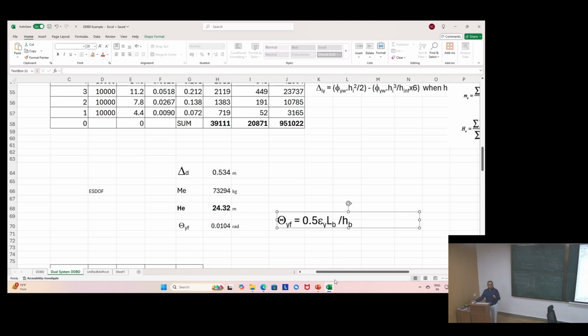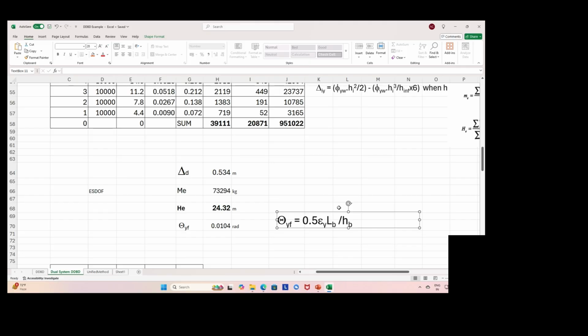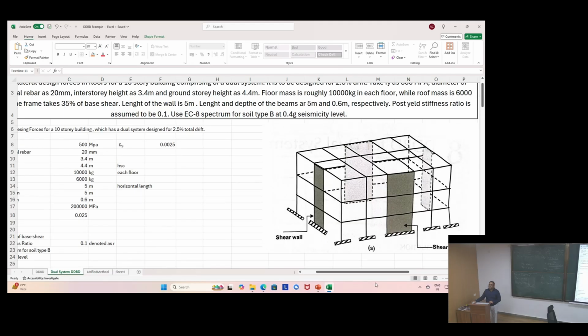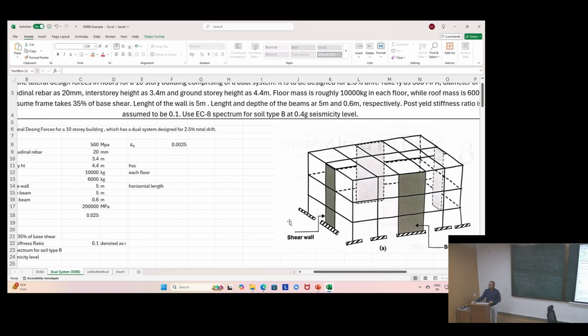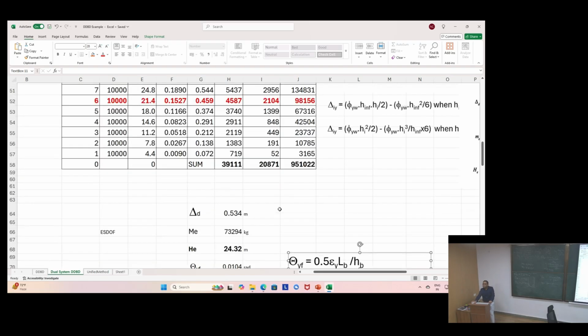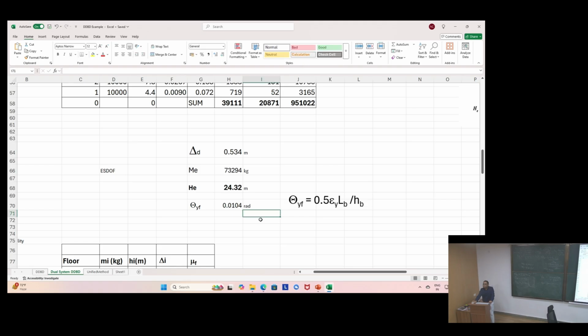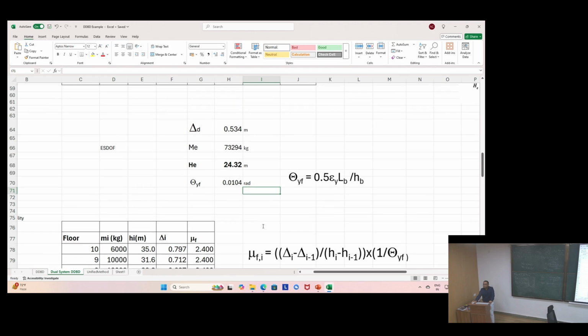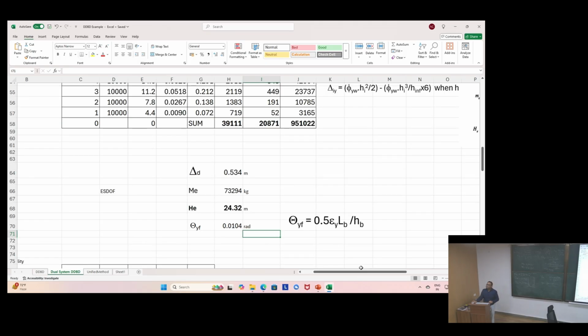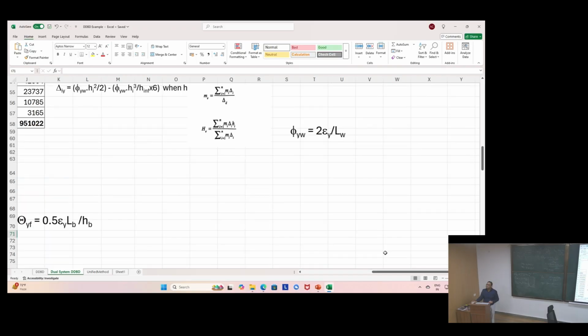Is your formula correct? No? Issue, I'll check. LB is 5 meters, the length of the beam, and the height of the beam is 600 millimeters or 0.6 meters. I understood, I had written it correctly, there was a typo here.